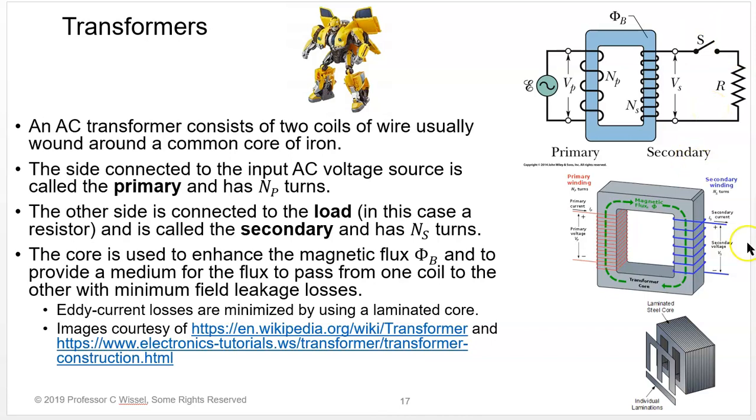They fix this by slicing the iron core up into thin layers, and they glue the layers together with insulators. And that keeps the eddy currents, which like to flow this way through the iron core, from building up.